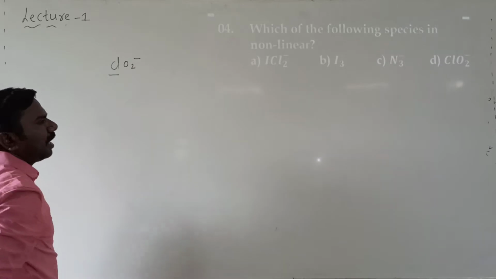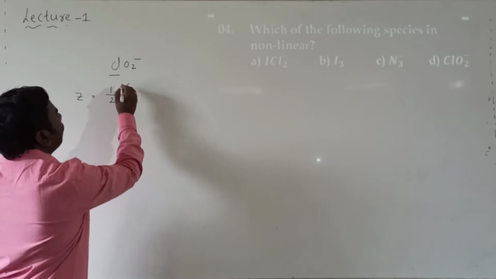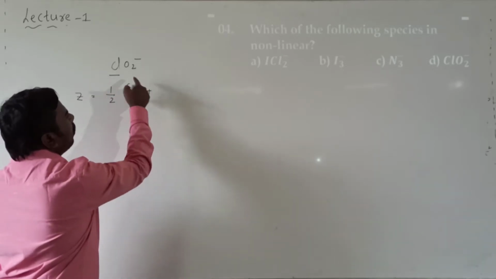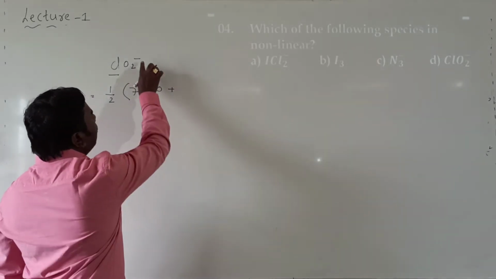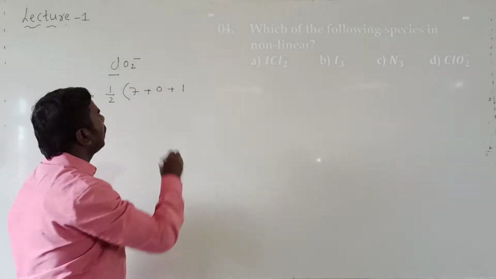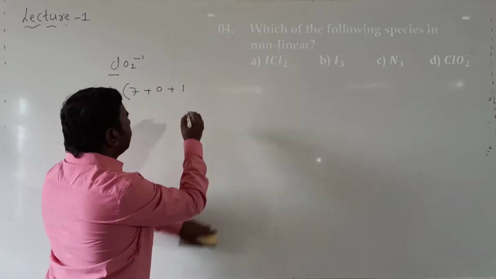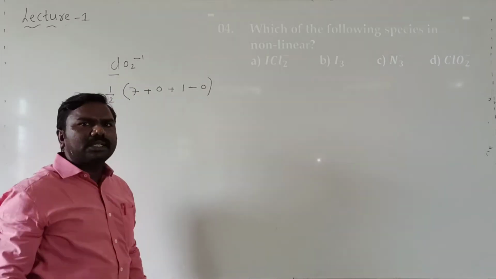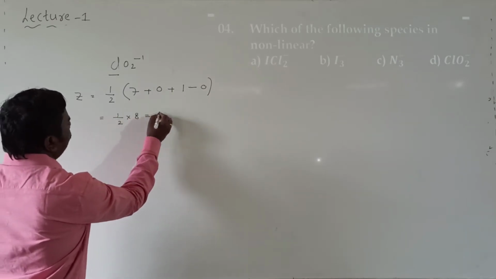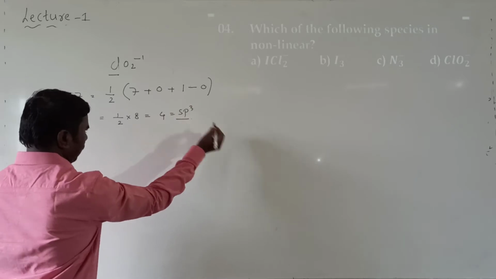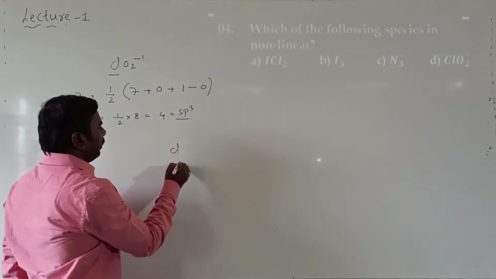In ClO2 minus, chlorine is the central atom, so half Z equals half into valence electrons, which is 7. Monovalent atoms are not there, oxygen is divalent, so 0, plus the negative charge: minus 1 is there. No positive charge is there to subtract; the negative sign is there, so it should be added. Then half into 8 is equal to 4, which is sp3 hybridization. Actually in ClO2 minus, Cl undergoes sp3.